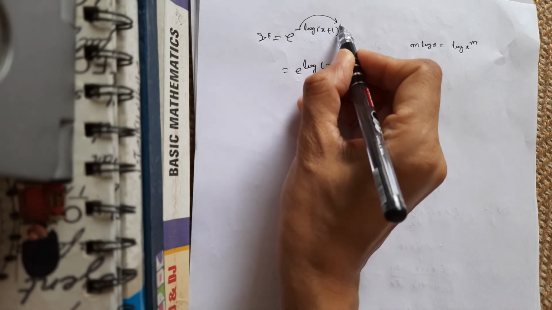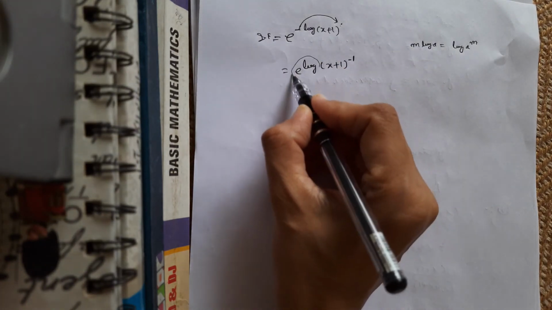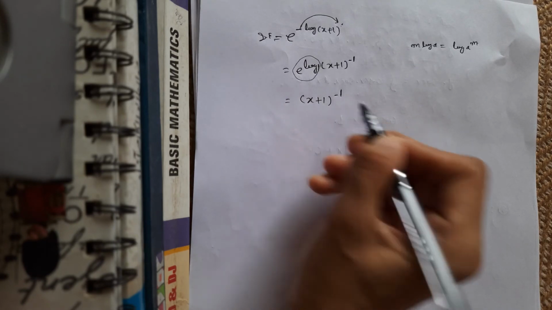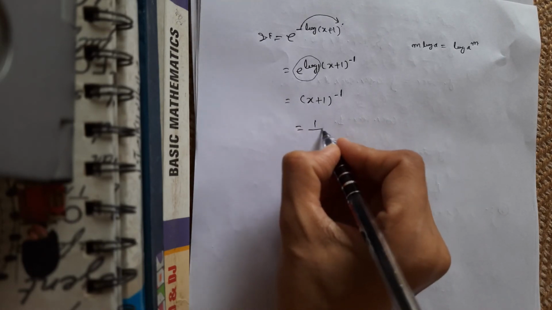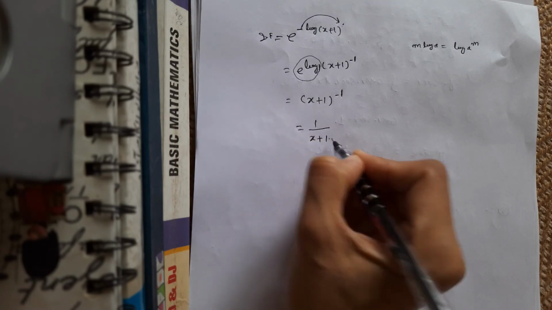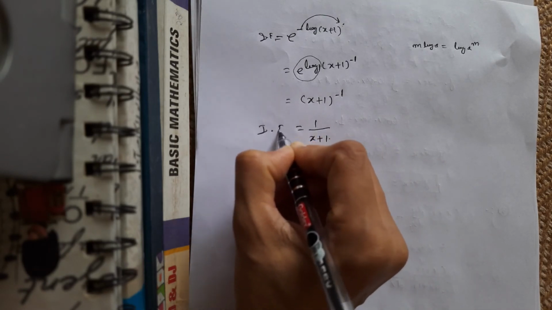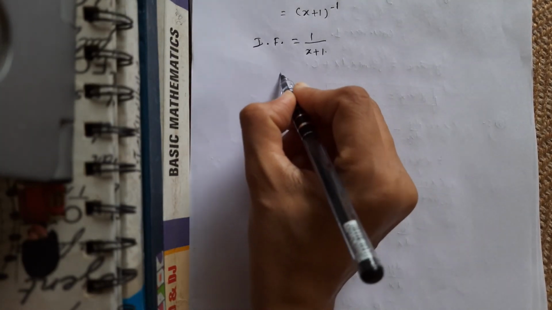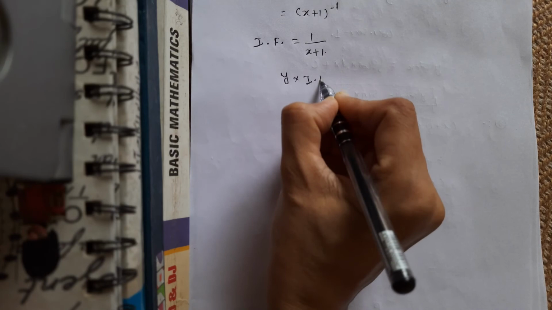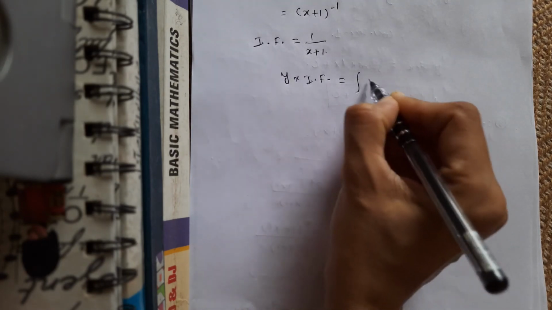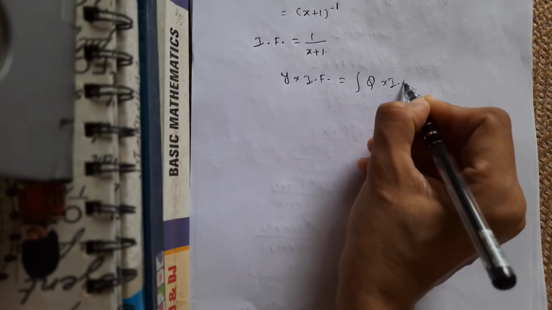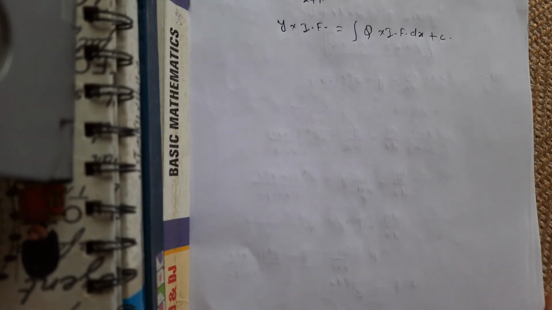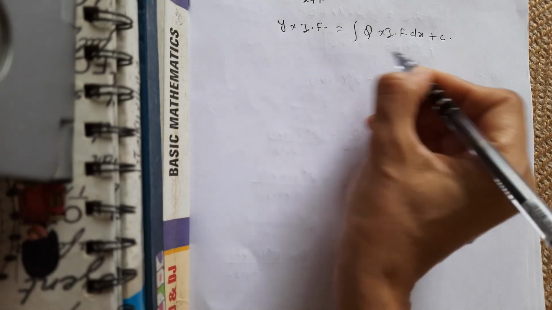This minus sign becomes the power of this term. Now e and log cancel each other, and I will get simply (x plus 1) to the power minus 1, which I can write as 1 upon x plus 1. So this is my IF. Once I have the integrating factor, my solution is y multiplied by IF equals integration Q multiplied by IF dx plus C. So just write down the values.